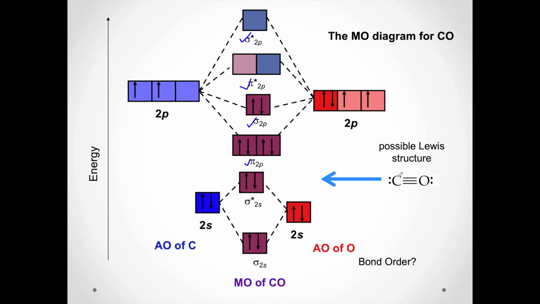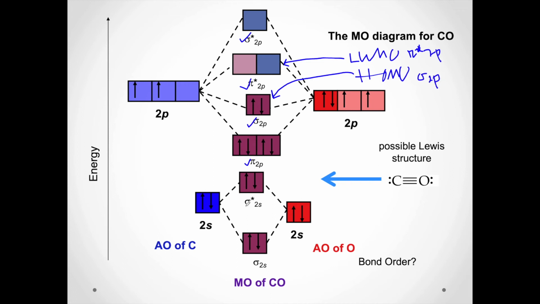The possible Lewis structure is like this: 1 lone pair at the carbon and 1 lone pair at the oxygen here. And where is actually the LUMO and also HOMO? This one will be the LUMO, lowest unoccupied molecular orbital with 0 electrons, while the HOMO is the highest occupied molecular orbital, here. The LUMO is the pi star 2p, while the HOMO can be found at the sigma 2p.